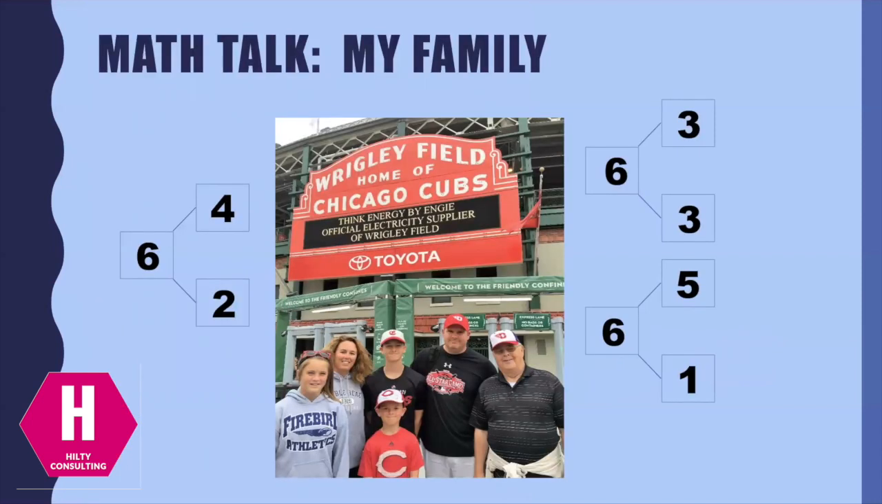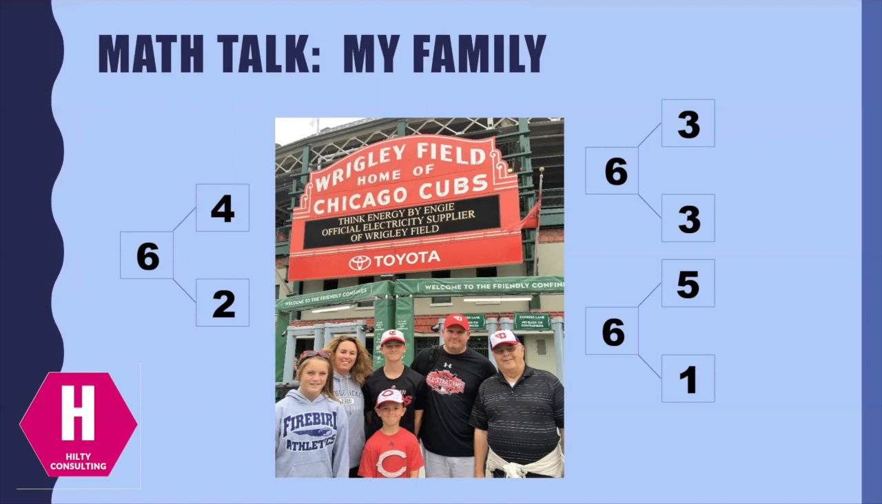So in this picture, you see my family here, and I always have kids start by talking about the whole first. How many people do we have in our family? And then we decompose it into the parts. So a story that I would have kids say using this picture might be something like this. There are 6 people in my family. 4 are boys, 2 are girls. There are 6 people in my family.